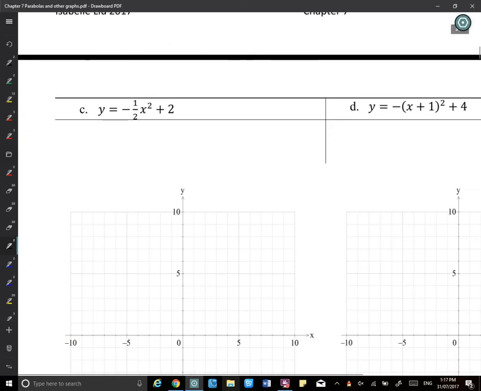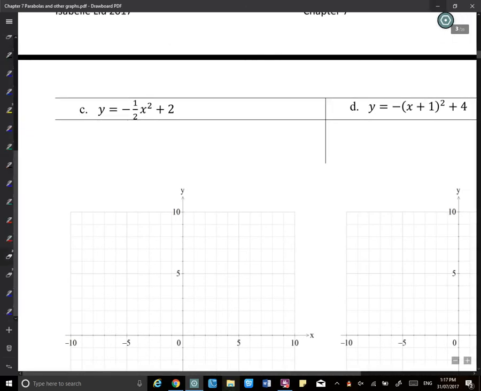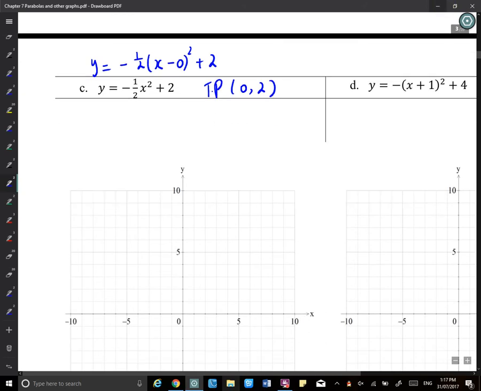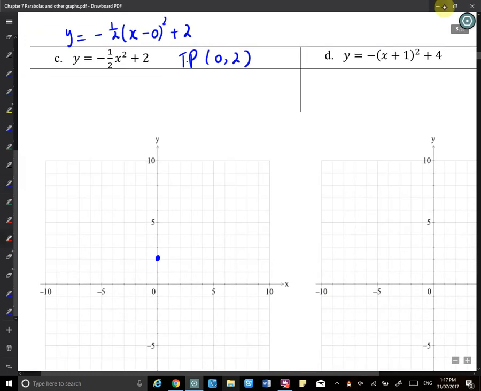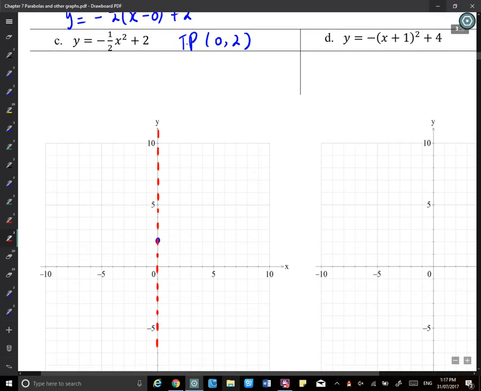Okay, for C, can you tell me what the turning point is for this graph? 0, 2. So it's y equals minus a half, x minus 0 squared, plus 2. So 0, 2 will be the turning point. Let's label 0, 2 here. And remember the line of symmetry will also be this, x equals 0.